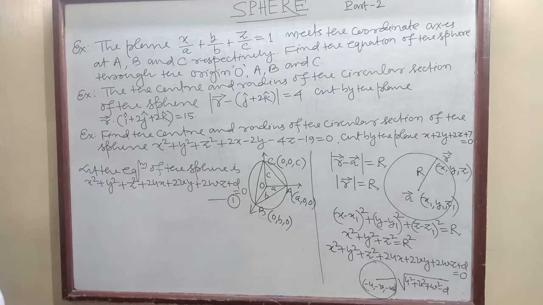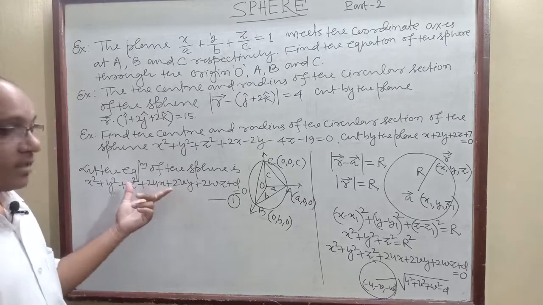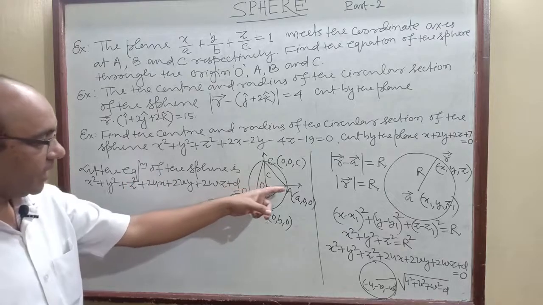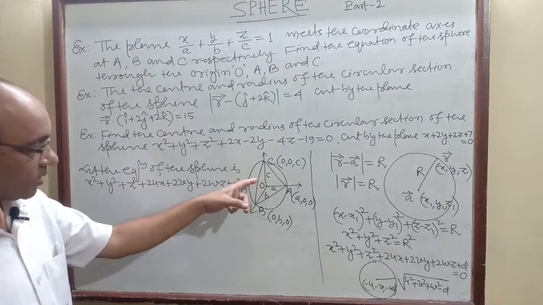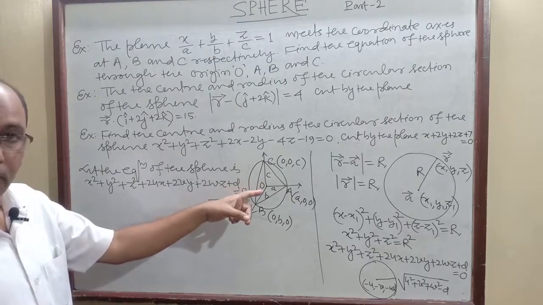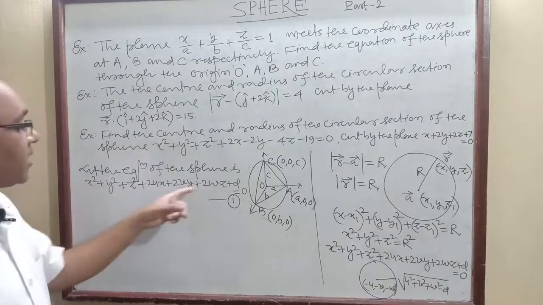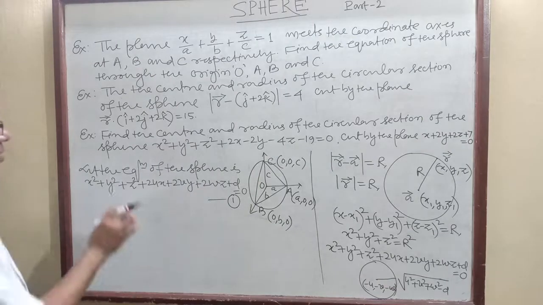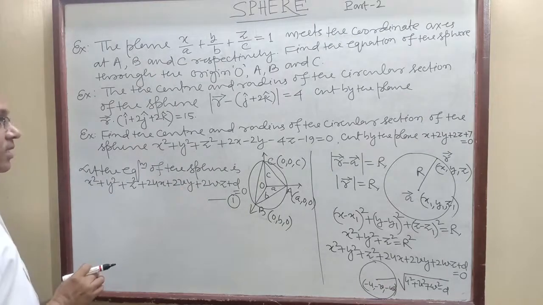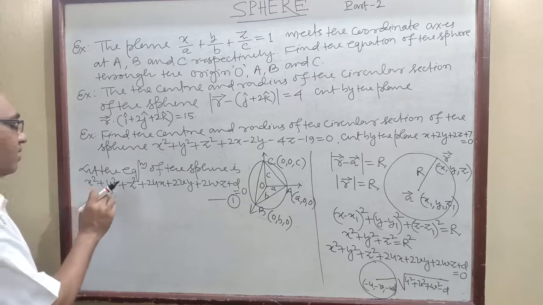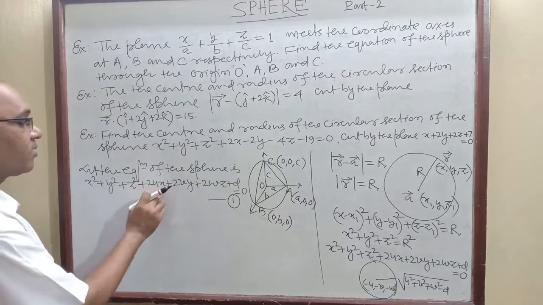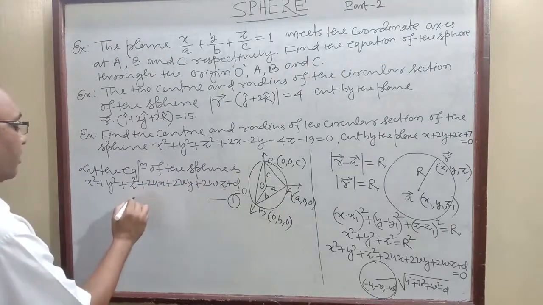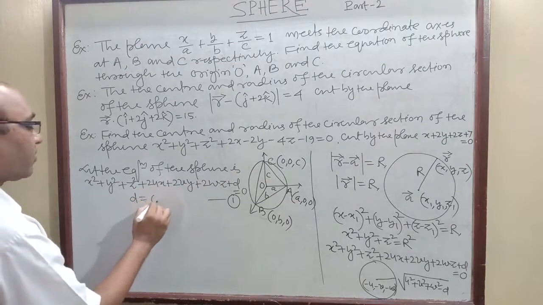Let it be equation number 1. Now this sphere should pass through O, A, B as well as C. If this sphere passes through O, meaning origin, 0 0 0, then 0 0 0 will satisfy this equation. In place of x, y, z we write 0. What will happen? Only D will be left.